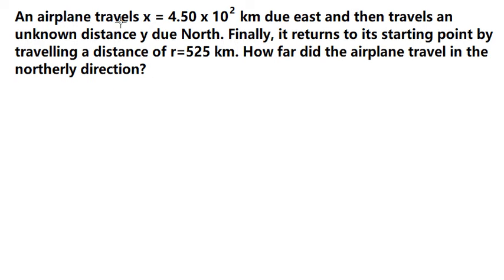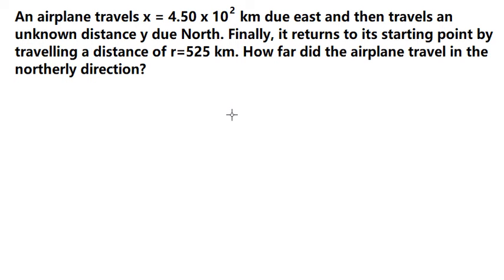An airplane travels s equals 4.50 multiplied by 10 to the power of 2 kilometers due east and then travels an unknown distance y due north. Finally, it returns to its starting point by traveling a distance of r equals 525 kilometers. How far did the airplane travel in the northerly direction?